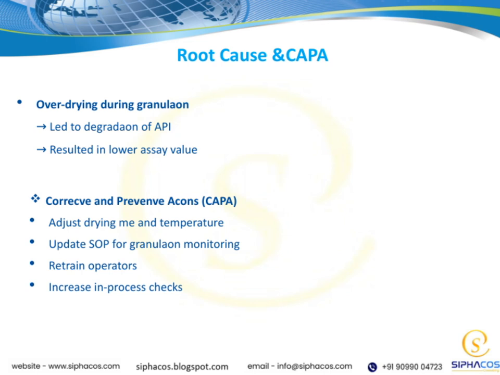Now, when we look at the root cause and CAPA, we found that overdrying during granulation was a key factor. This overdrying led to degradation of the active pharmaceutical ingredient, or API, which ultimately caused a lower assay value. Addressing this root cause through these actions is crucial to prevent recurrence and ensure the quality of our product. This example highlights how thorough investigation and targeted corrective measures can effectively resolve process issues and improve overall product quality.